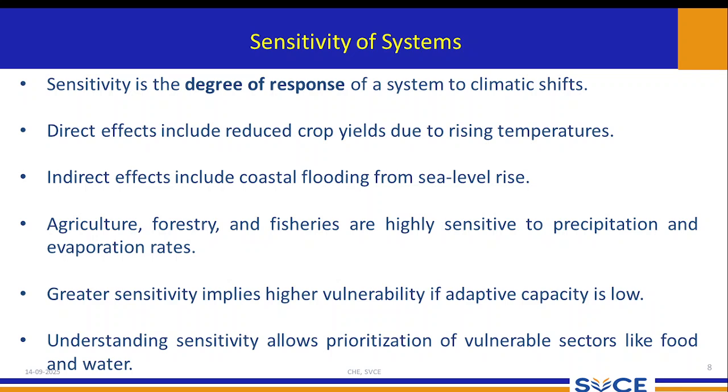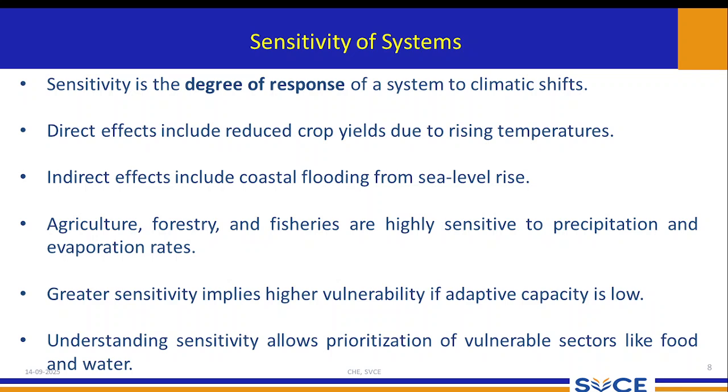So if there is a direct effect, if climate shift is increasing, what will happen? Direct effects include reduced crop yield. The cultivated crop will be inefficient, I mean the production will be less due to the rising temperature. Indirect effects include coastal flooding. Sea level will increase, and low-lying countries may submerge.